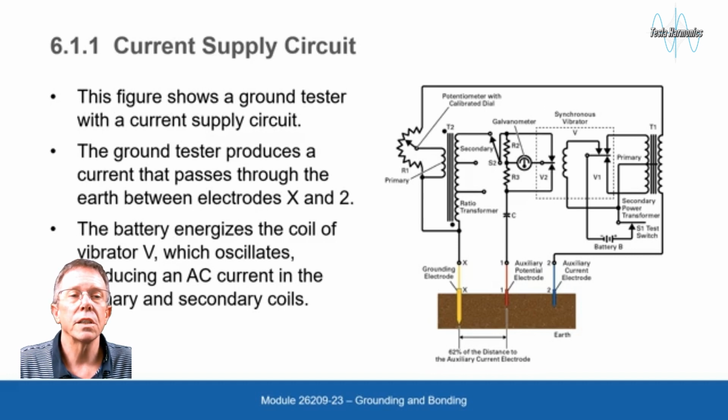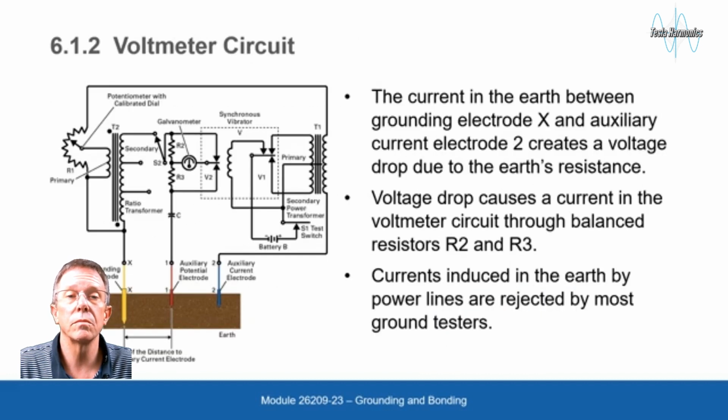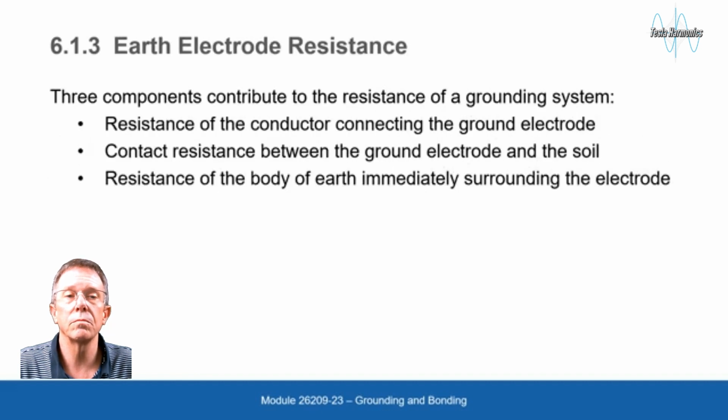This figure shows a ground tester with a current supply circuit. The ground tester produces a current that passes through the earth between electrodes X and 2. The battery energizes the coil of vibrator V, which oscillates, producing an AC current in the primary and secondary coils. The current in the earth between the grounding electrode X and auxiliary current electrode 2 creates a voltage drop due to the earth's resistance. Voltage drop causes a current in the voltmeter circuit through balanced resistors R2 and R3. Currents induced in the earth by power lines are rejected by most ground resistance testers.